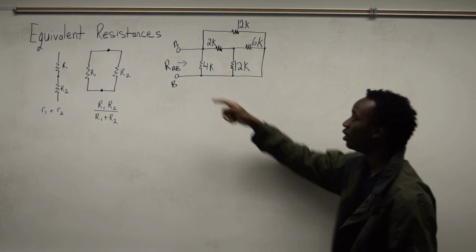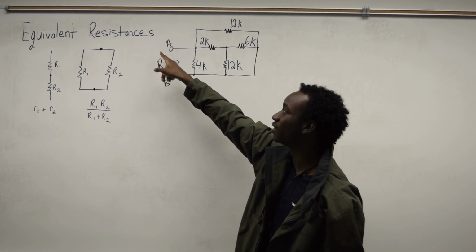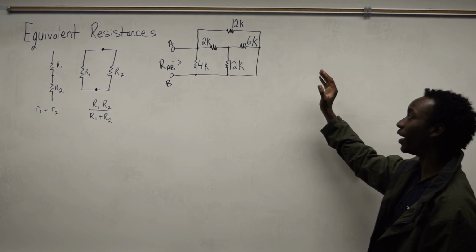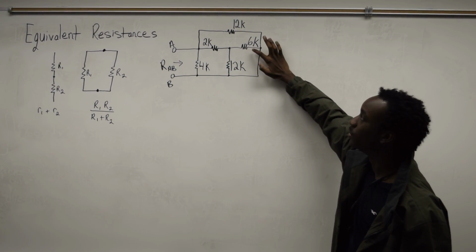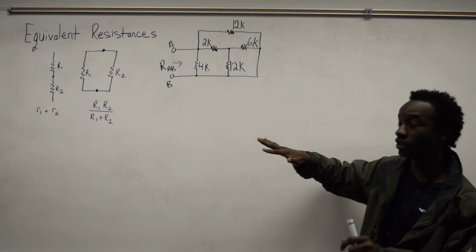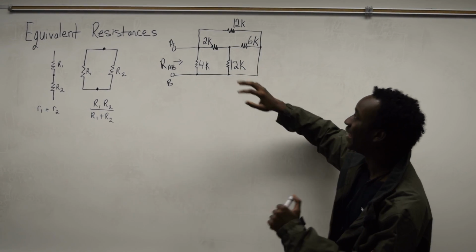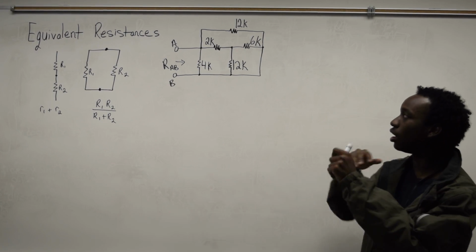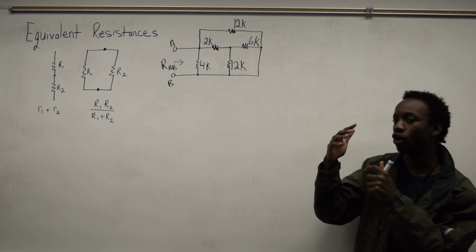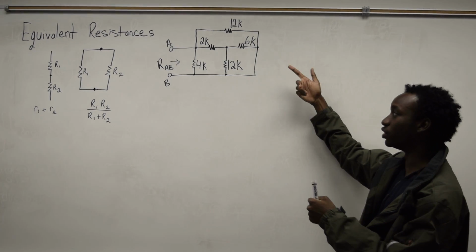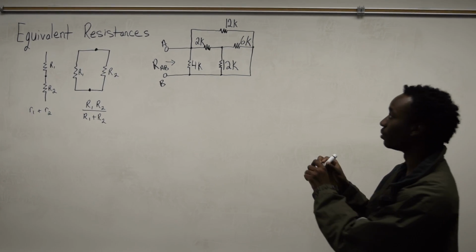So again, we are trying to find the equivalent resistance from terminals A to B. And so we're going to start all the way to the right. I would suggest doing 6K and 12K first. The reason is because once you get these two, this allows you to critically think about which way you want to put that next resistor. So I'll show you what I'm talking about.